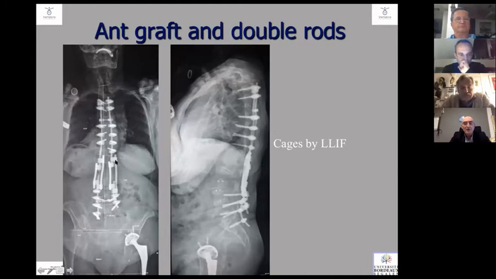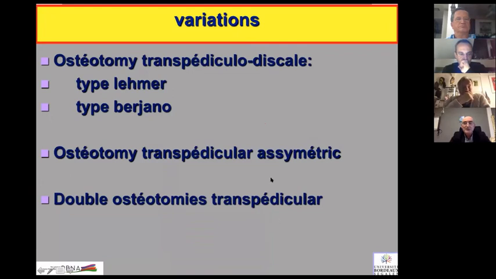Bilateral 2 rods on each side is recommended in case of redo surgery because the constraints are very high, and without screws at all the level is really a big problem. So you have to double the rods there. So the transpediculo-discal, like Lemmer or Bergiano, you probably spoke about that before. The osteotomy transpedicular asymmetric, which is sometimes very useful to do scoliosis, and sometimes in very, very important deformity, double osteotomies, transpedicular, or triple osteotomies in very complex ankylosing spondylitis.